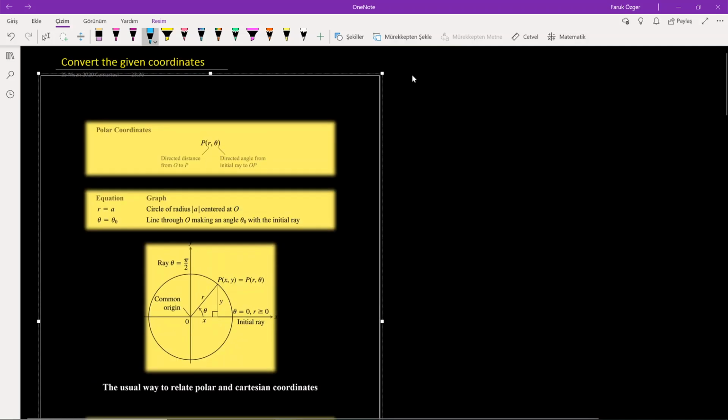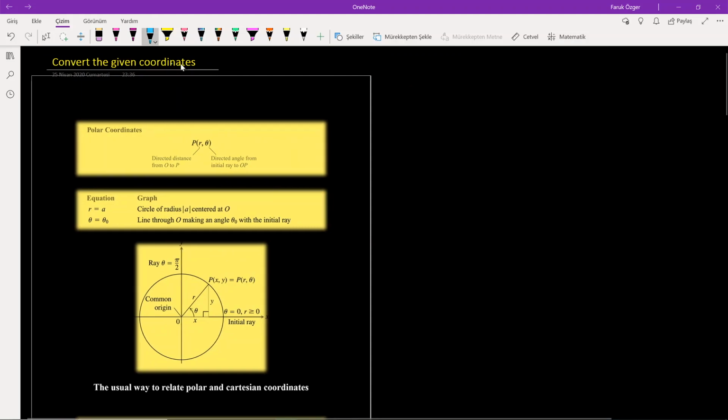Hello everyone. Now the question is: how do we describe the position of an object in space? Up to this point, we have seen the Cartesian, or rectangular, or XY coordinate system. But it is not the only way to describe the position of an object in space, and it is not always the easiest coordinate system to work in. It depends on the questions. So in this part, I want to introduce another coordinate system, which is called polar coordinates.